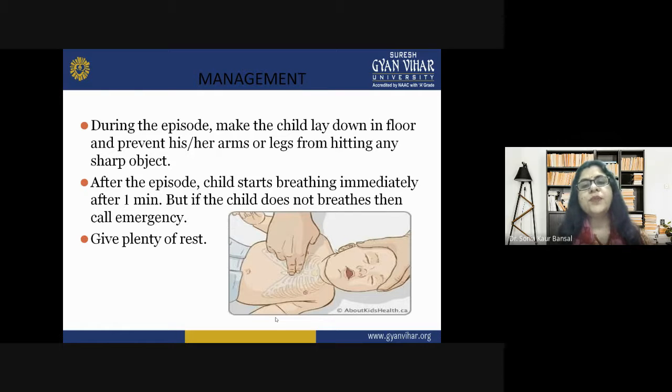Now, what can be the management to handle this behavioral problem? During the episode, make the child lie down on the floor and prevent his or her arms or legs from hitting any sharp object. That's really very important. If the child hits any sharp object, he may hurt himself. After the episode, the child starts breathing within 1 minute. But if the child does not breathe, then call emergency. All right, then give plenty of rest to the child so that the child can recover normal behavior and normal breathing pattern.